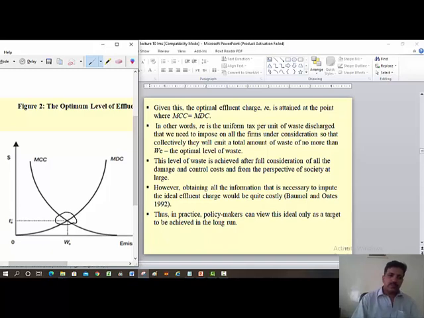If this TE is the optimal level of the effluent charge, then WE is the effluent level of the charge.